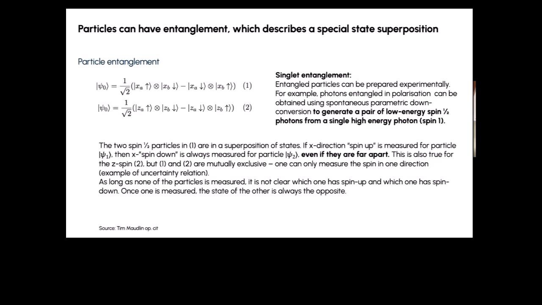So the tensor product of the projector doesn't assign an interpretable property to the particles in question. And you can see here, because unless you do a measurement, you don't know which of the particles is spin up and spin down. You only know that they are anti-correlated.